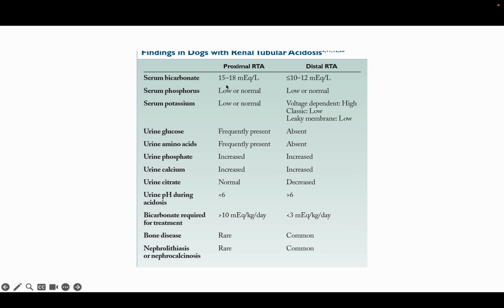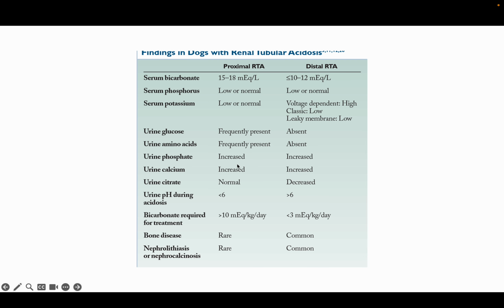Serum bicarbonate will be 15 to 18 in the case of proximal RTA, whereas less than 10 to 12 in the case of distal RTA. It depends on the duration of disease also. Phosphorus is generally low to normal, potassium will be low, and generally in distal RTA it will also be low. Glucosuria, aminoaciduria, and phosphaturia will be there in the case of proximal RTA.